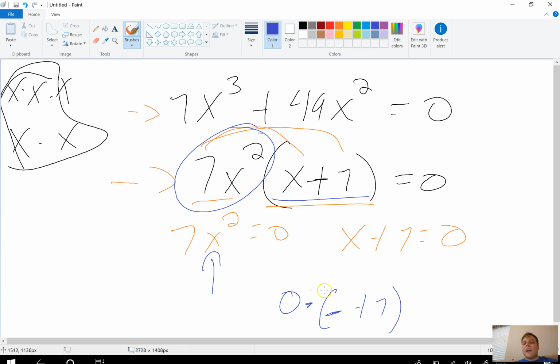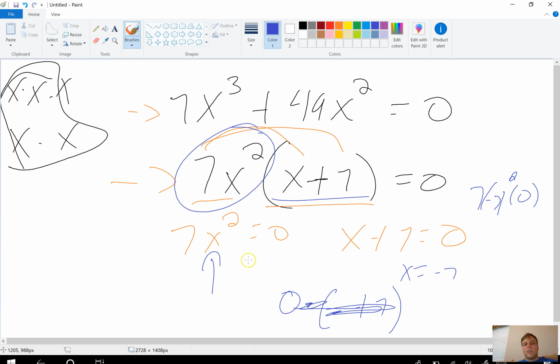And the same idea right here with the x plus 7. Well, let's solve for that real fast. X equals negative 7. If you were to plug in negative 7 right here, you get negative 7 plus 7, which is 0. So now we have 0 in the parentheses, and we'd have 7 times negative 7 squared on the outside. But does that actually matter? Because 0 times anything is still 0.